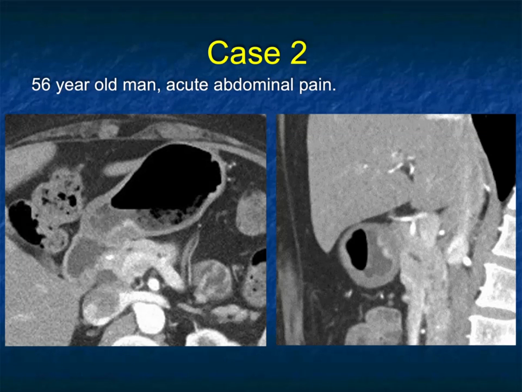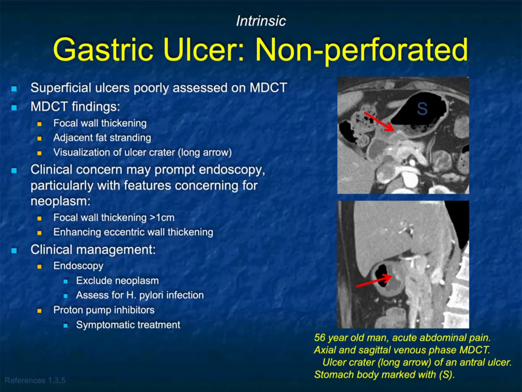Here's a second case. When you look at this case, there's food layering out with fluid in the stomach, and then there's an area of focal thickening as we get closer to the antrum. What's going on here? Here's the sagittal view. To me, this looks like a mass, and I surely would worry about the possibility of a focal carcinoma.